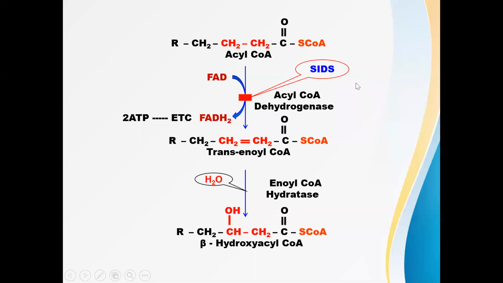At the end, I will discuss the associated disorders of beta oxidation. You just remember that here the inhibition of this reaction, or the inhibition of this enzyme, leads to a disease called SIDS, that is sudden infant death syndrome. So here there is one FADH2 molecule formed.